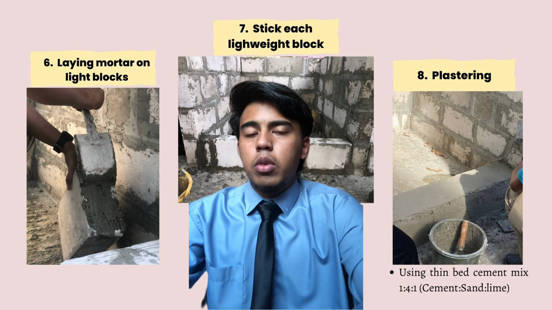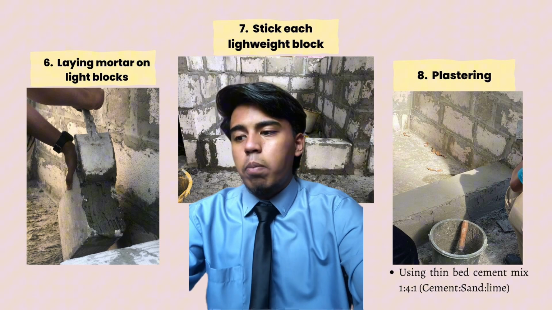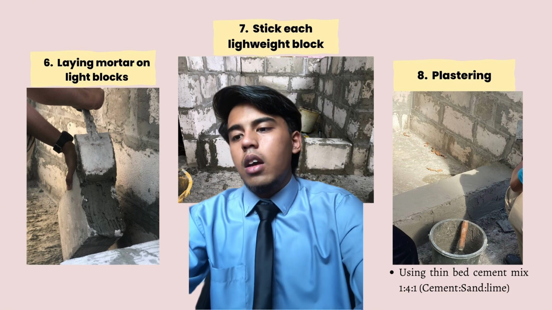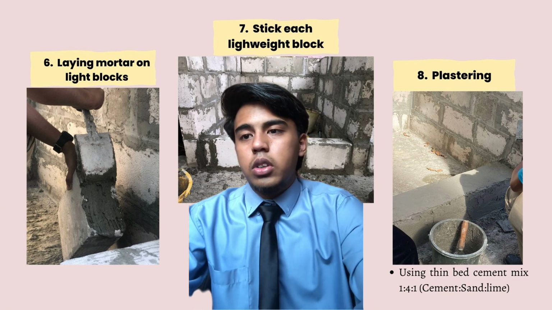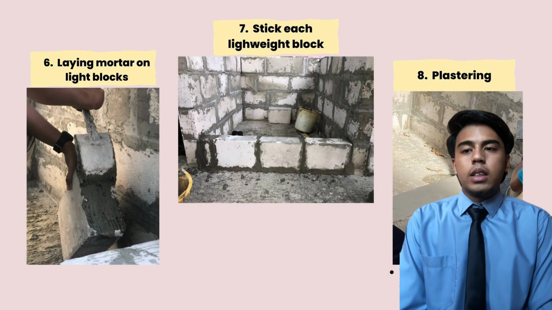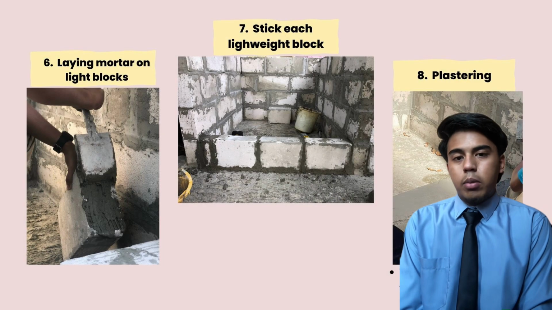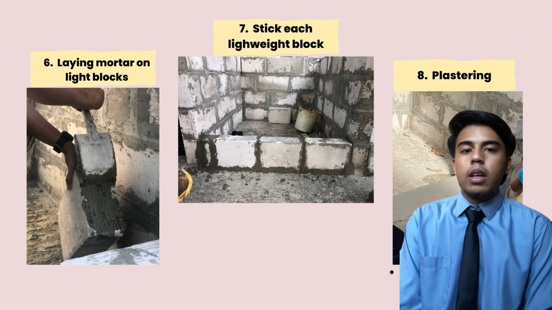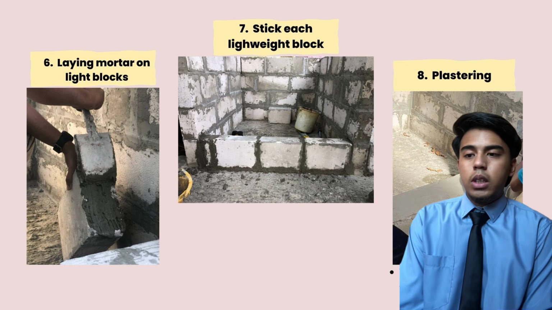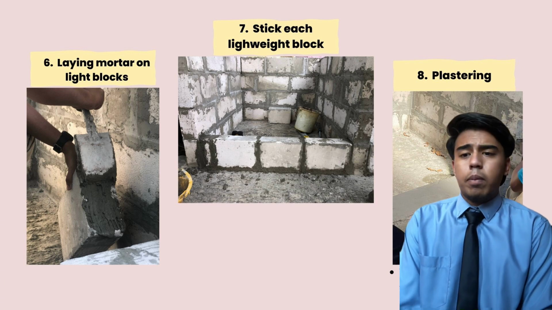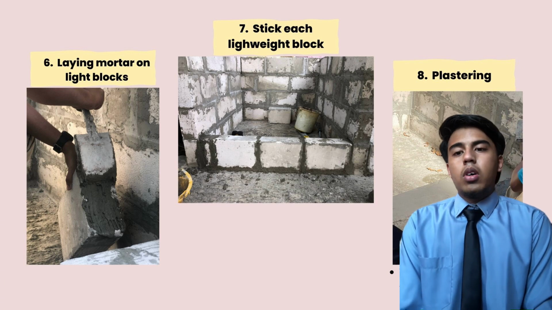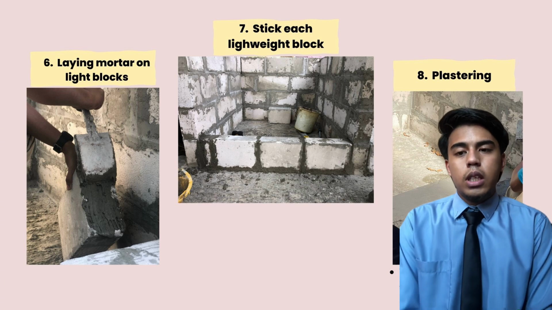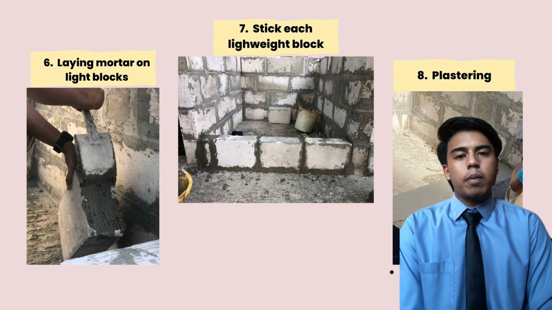Six, laying mortar on lightweight block. Lay mortar on the left side and right side of the lightweight block using notch trowel. Seven, stick each lightweight block. Stick each lightweight block in the arrangement, and after that make sure to check the balance of the lightweight block using spirit level. If it is not balanced, use a rubber hammer to correct it.